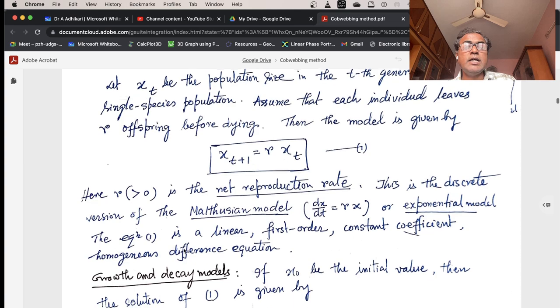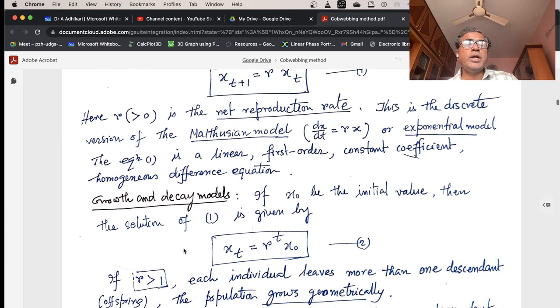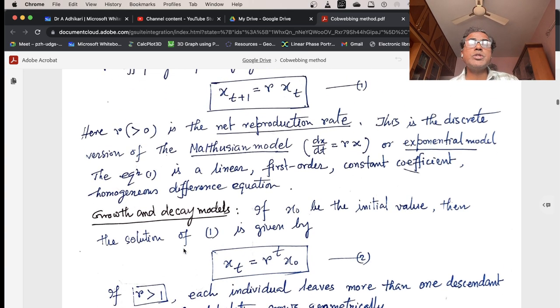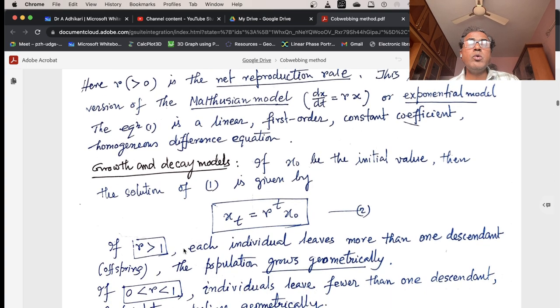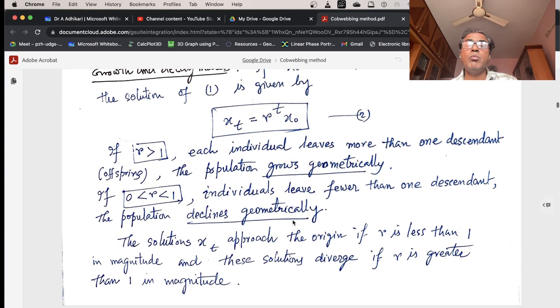Equation 1 is a linear, first order, constant coefficient, homogeneous difference equation, a growth and decay model. If x0 is the initial value of equation 1, then the solution of equation 1 is given by xt equal to r to the power t times x0. Already we have discussed this in the previous class. So if r is greater than 1, each individual leaves more than one descendant, that is, offspring, and the population grows geometrically.